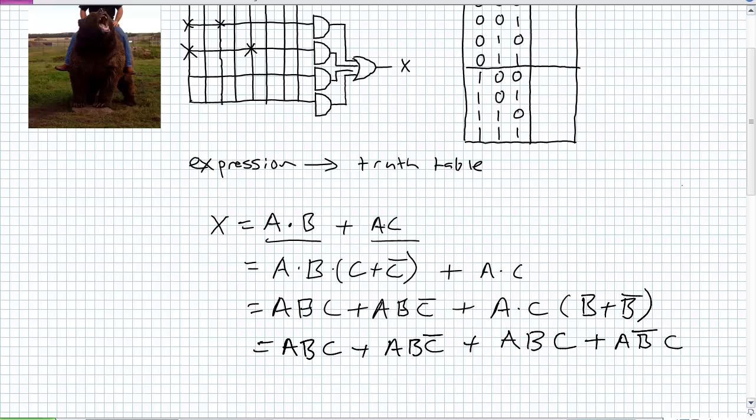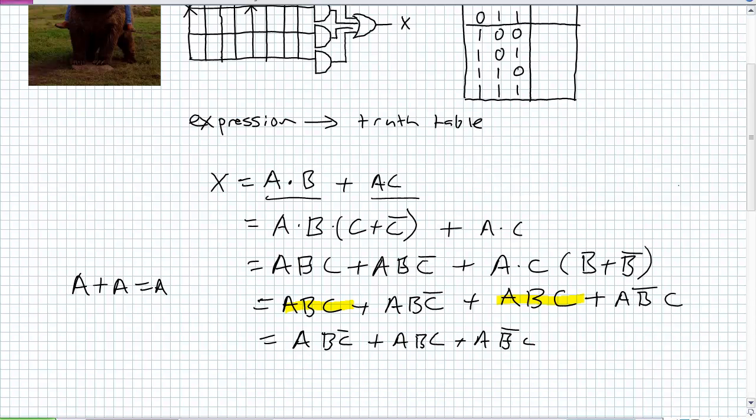Okay, am I at the full-blown SOP expression? Yes-ish, but look, there's duplicate terms: A ANDed with B, ANDed with C, and A ANDed with B, ANDed with C. Does it affect this expression if A or A is equal to A? What if I just got rid of one of them? Here is my SOP expression. Here's my full-blown SOP expression. All I did was get rid of one of those A, B, C terms. Okay, so we are finally at the full SOP expression.